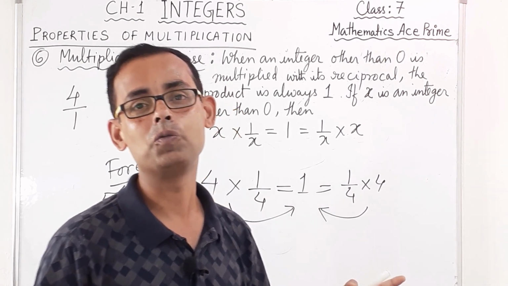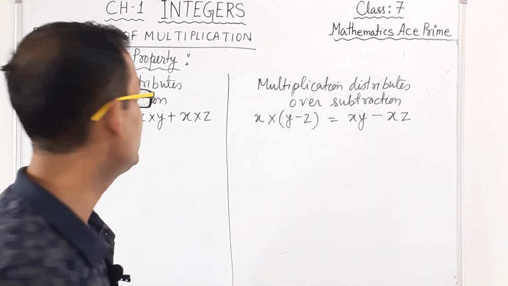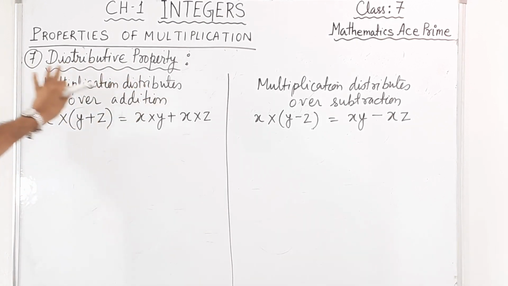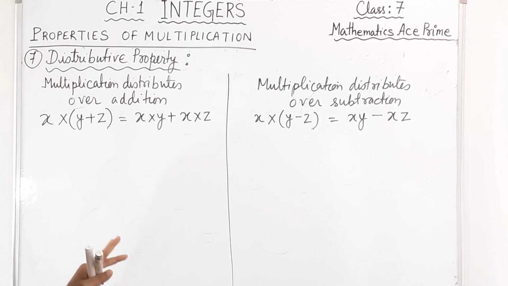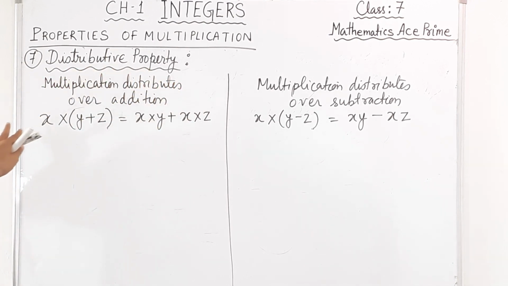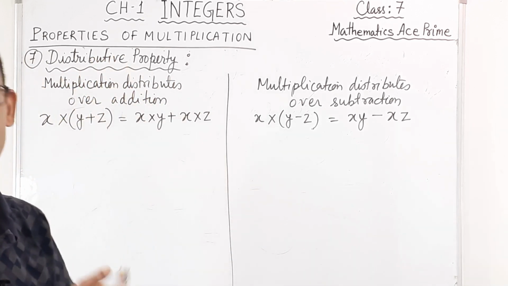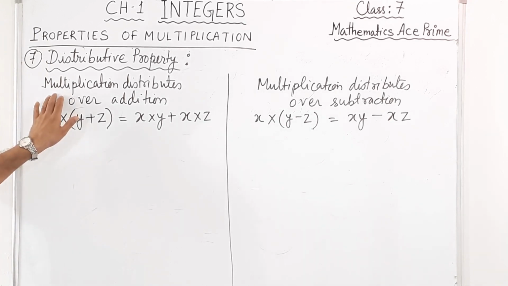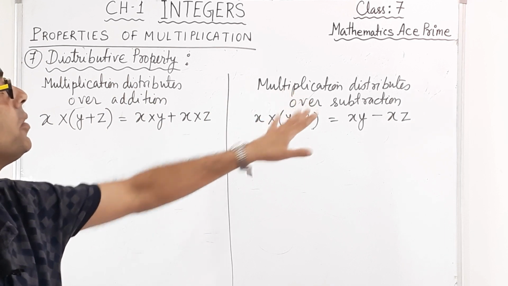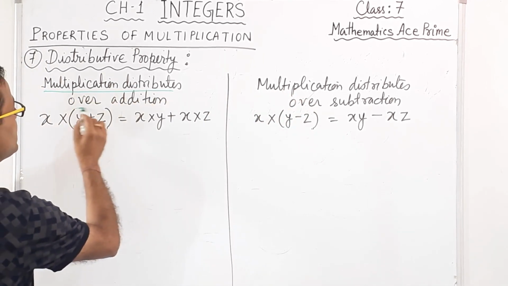Okay, now we will move on to the next property. Now we are going to understand the last property, that is the distributive property. Under the properties of multiplication, there is one more property, the distributive property. This property deals with addition as well as subtraction. So we are writing: multiplication distributes over addition and multiplication distributes over subtraction. Now, how will you understand this?